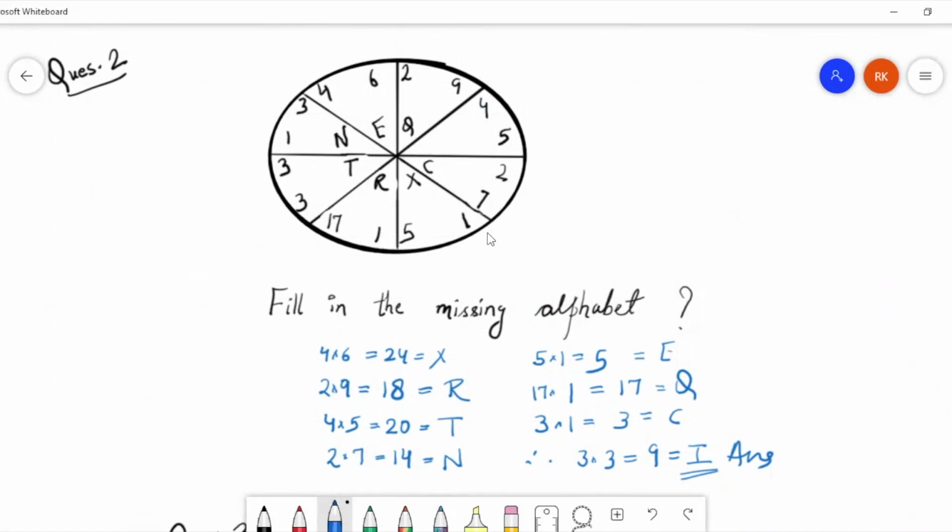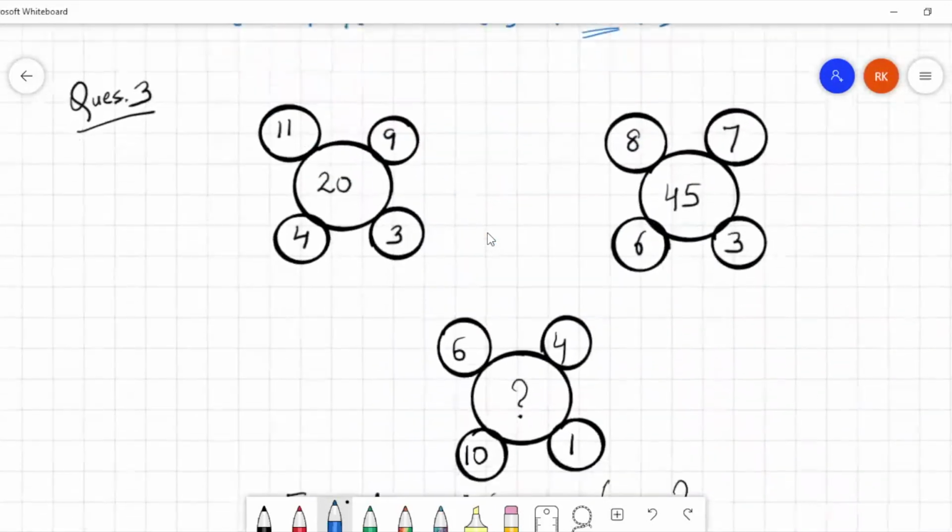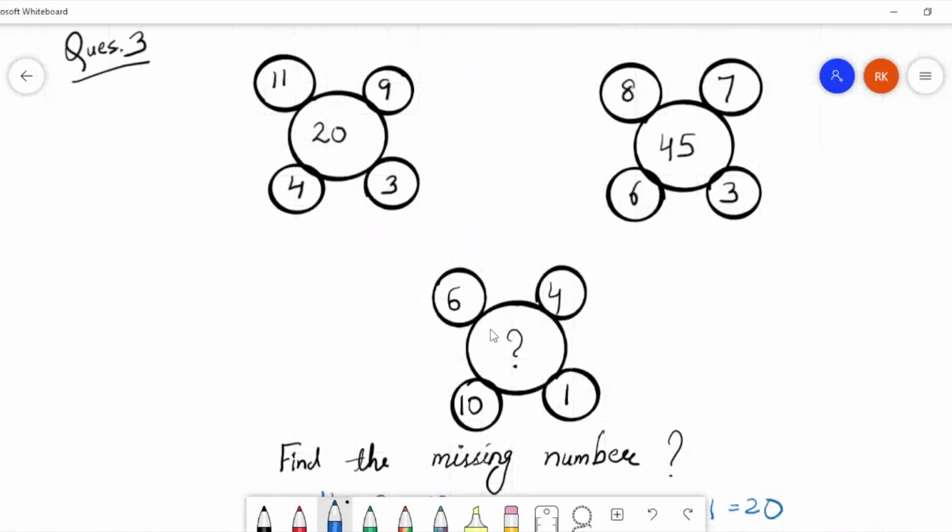Okay. Let's move to the next one. Here again, you have to find this missing number. Okay, here again, you can see you have to do something with 11, 9, 4 and 3 to get 20. Directly if you add 11 and 9, it's 20. But we have to use 4 and 3 as well, right? So, okay.